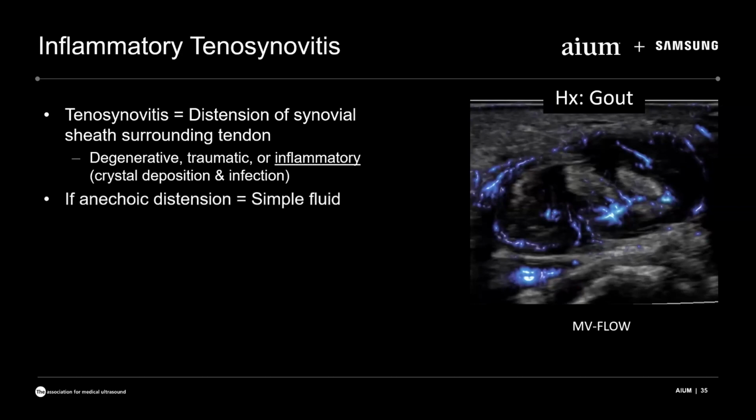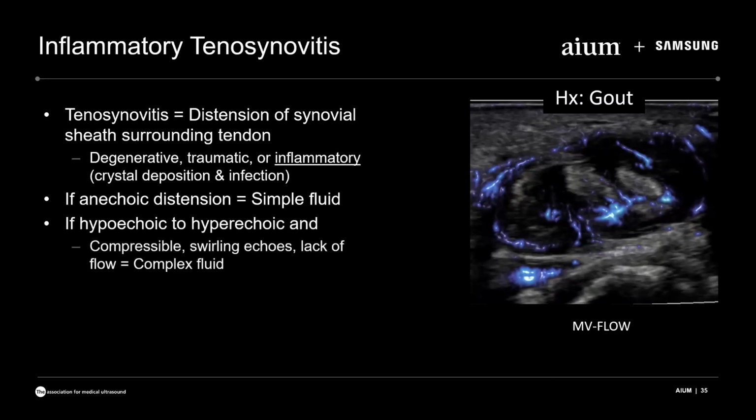And if the fluid distending the tendon sheath is anechoic, that suggests it's just simple tenosynovitis. But if the fluid is hypoechoic or hyperechoic, and if it's compressible with swirling echoes and lack of flow, you can assume that's just complex fluid. But if it's non-compressible and there is flow, that usually indicates synovial hypertrophy. And this patient had a combination of both, which is often the case.